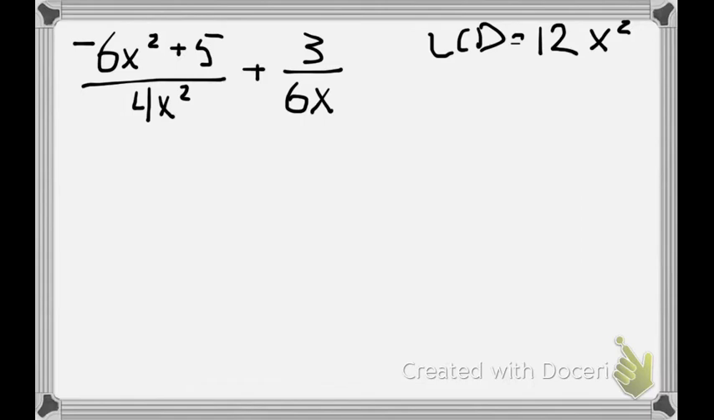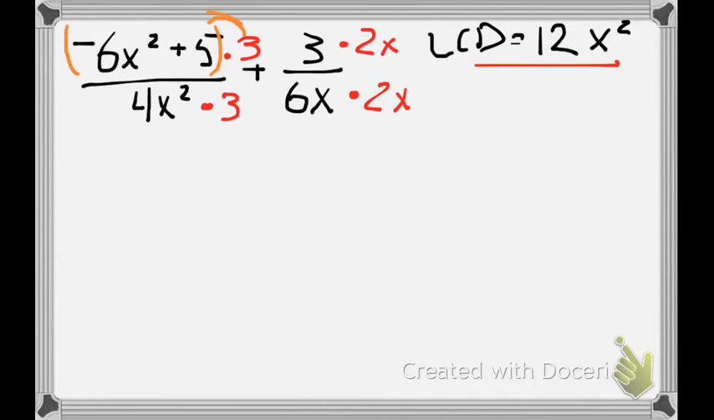So my first rational expression will get multiplied by 3. Okay, and then my second one will get multiplied by 2x, top and bottom, because we know it needs to equal 12x squared. So when we're working with this, the thing I really want you to be careful of is that we actually have a binomial on the numerator here. So that 3 has to get distributed to both the 5 and the negative 6x squared. I don't want it to be just negative 6x squared plus 15. It's got to be negative 18x squared plus 15. Everything gets multiplied by 3.